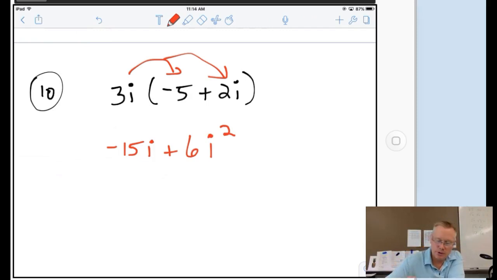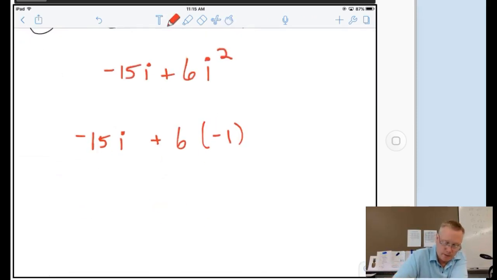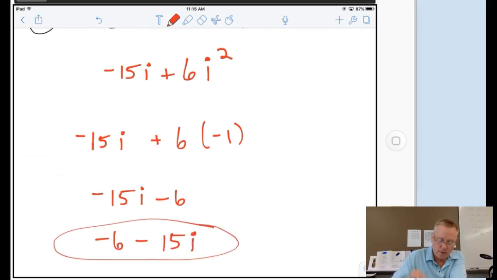Now, I just showed you that i squared is really negative 1. So anytime you see i squared, you should change that to a negative 1 and simplify before you give your final answer. Okay, so I got negative 15i, and 6 times negative 1 is negative 6. All right, so I'm going to put this in proper form where I put the negative 6 first and then minus 15i, okay? It's good practice to do that.